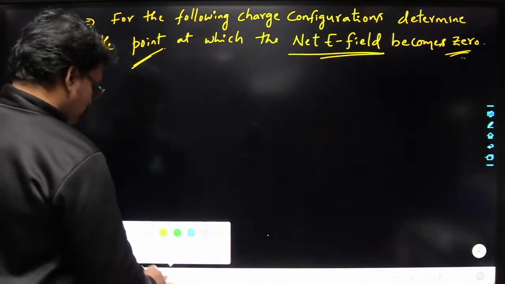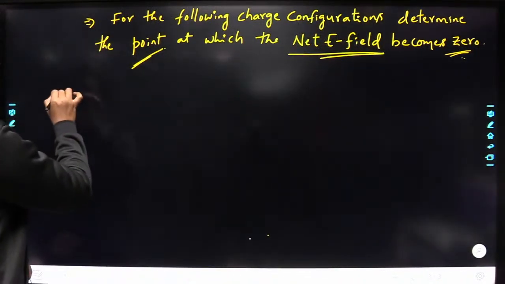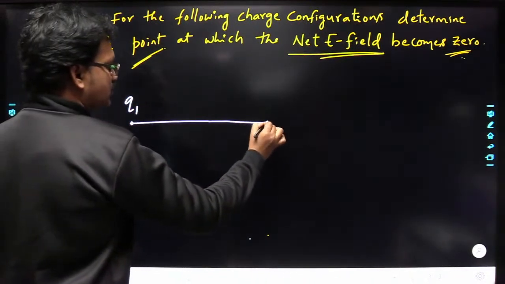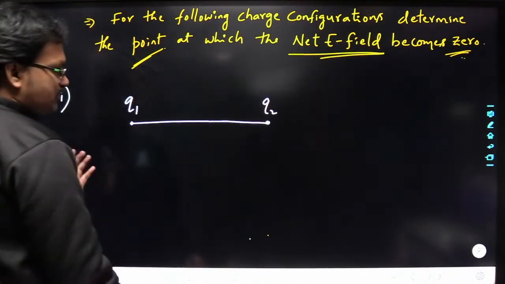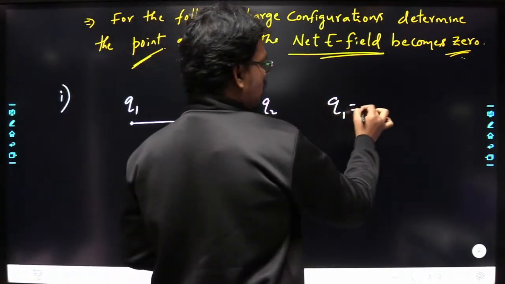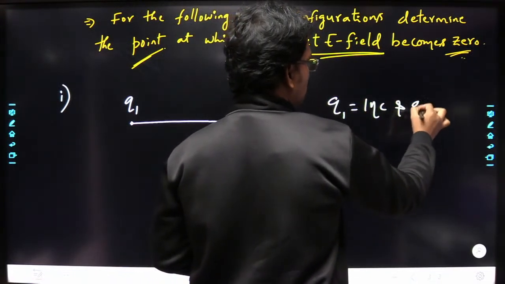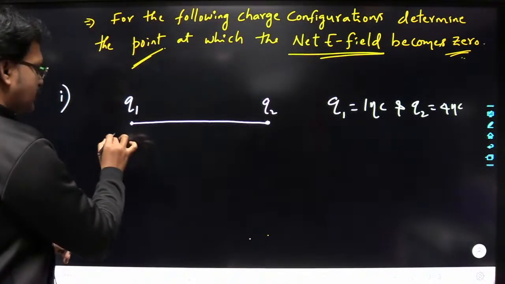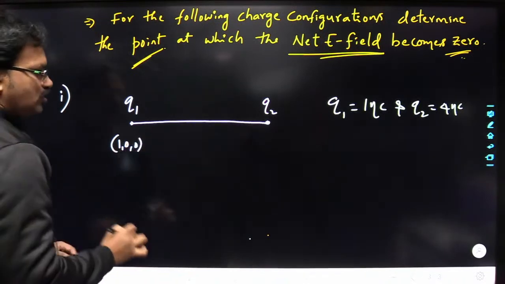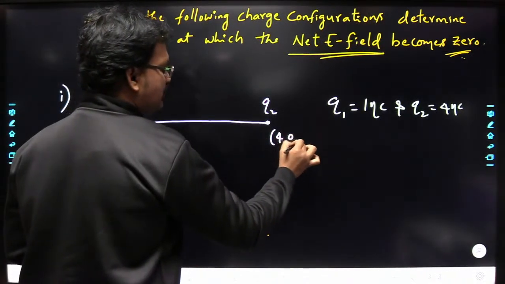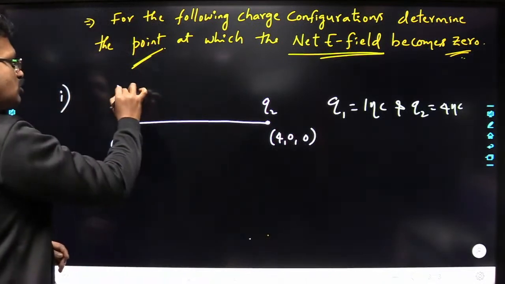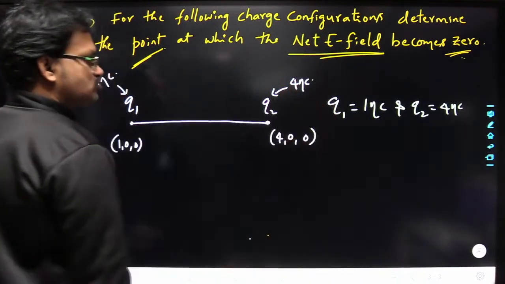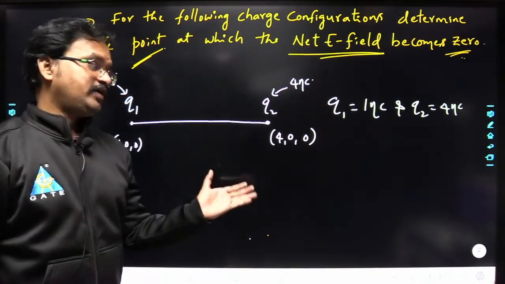Okay, so first one here, see here. Let us say here Q1 charge is present and here Q2 charge is present. So in the first case, consider Q1 is equal to 1 nanocoulomb and Q2 is equal to 4 nanocoulomb. And let us assume this Q1 is present at (1, 0, 0) and this Q2 is present at (4, 0, 0). So this Q1 value is how much here? 1 nanocoulomb, and this Q2 value is how much? 4 nanocoulomb. So you are having this charge configuration.